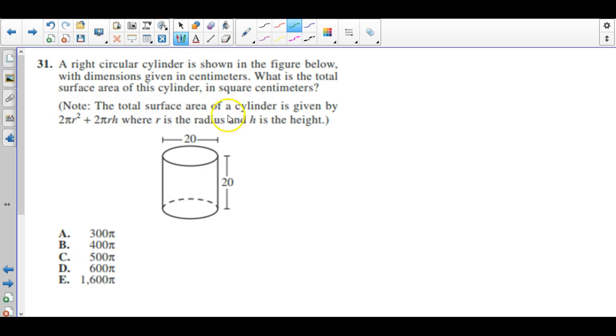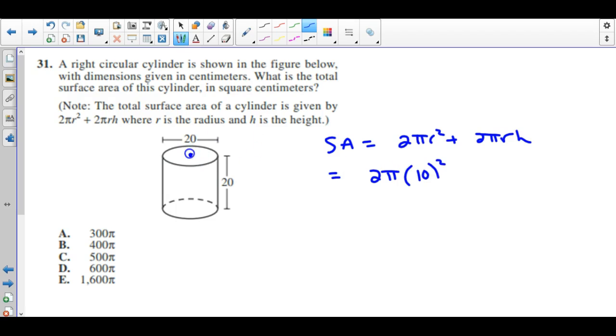And it wants to know the surface area of this, and it's going to be expressed in pi. So they're giving you the formula. So surface area is equal to 2 pi r squared plus 2 pi rh. And you're just going to substitute some values in here. So in for r, I'm going to substitute my 10, which is my radius. That is half of 20.